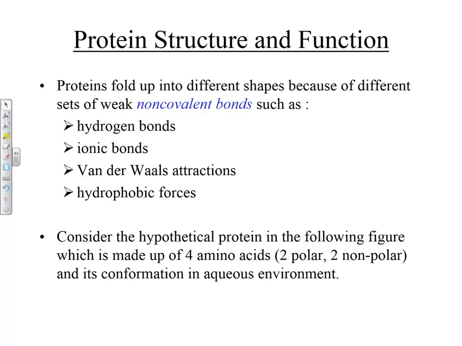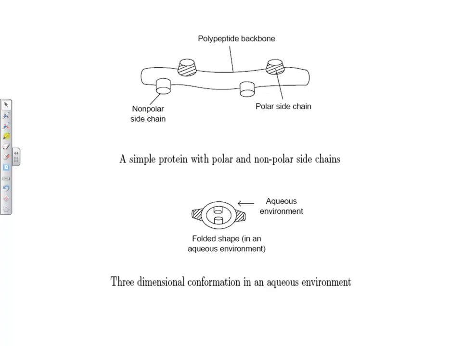And again, this is a hypothetical example. You have a protein with four amino acids, two of them polar, which means they love water, and two of them non-polar. If you throw that protein in water, in an aqueous environment, the polar and non-polar side chains are shown over there, but then it will fold up in this fashion so that the part that likes water is facing outside in contact with the aqueous environment. The part that hates water stays away from it. So this happens automatically.